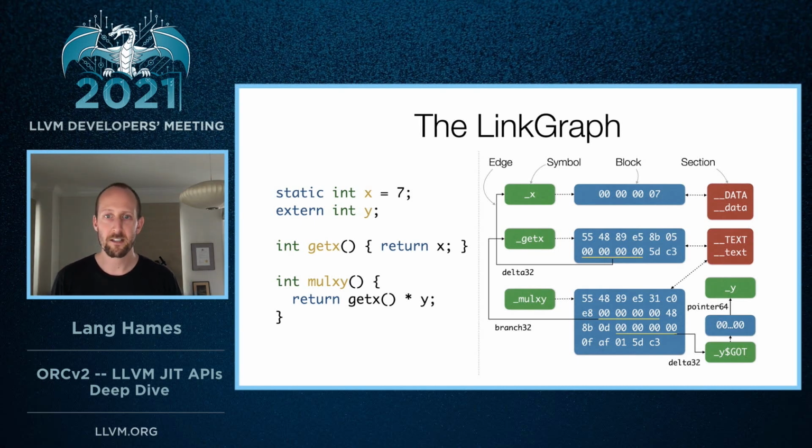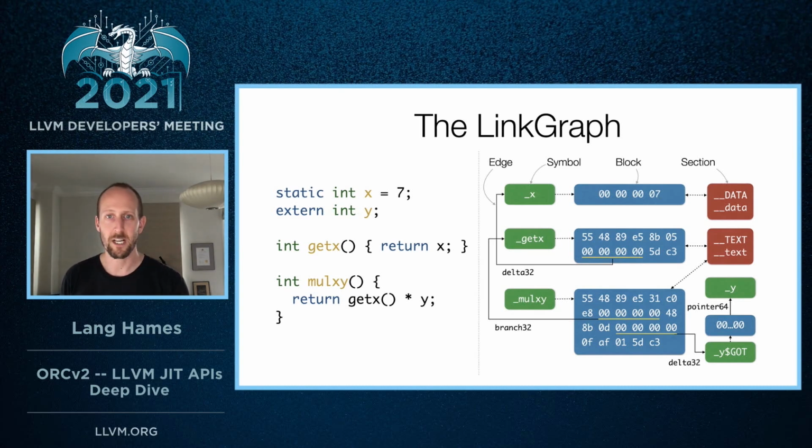The graph's already a bit dense, so I haven't shown it on this particular graphic, but these nodes have extra properties. So symbols have names, but they also have linkages and scopes. Blocks have alignment constraints, and sections have memory protections. And you can mutate all these properties. So you can go and point edges at different targets. You can change the instruction stream in the blocks. You can change the memory protections on sections.